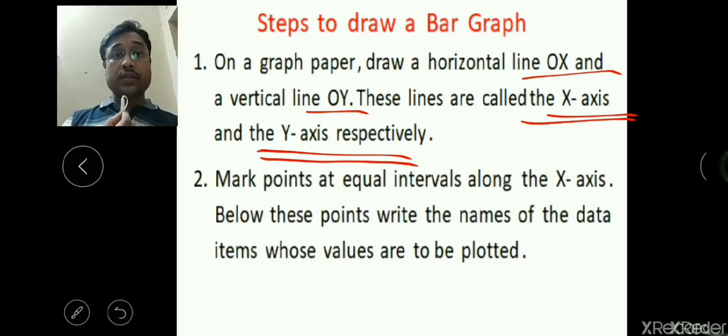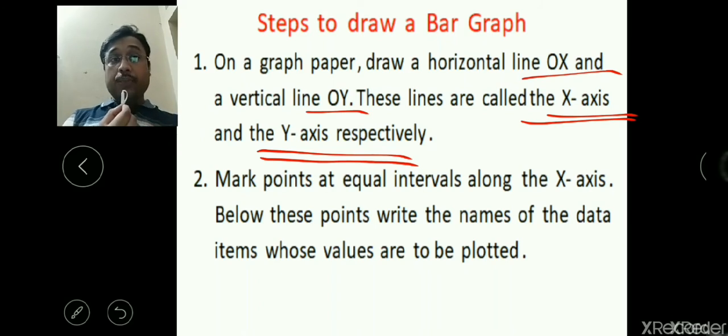Second, mark points at equal intervals along the x-axis. Mark several points at equal intervals. The bars are drawn in such a way that there is equal distance between the rectangular bars. So mark points at equal intervals along the x-axis.